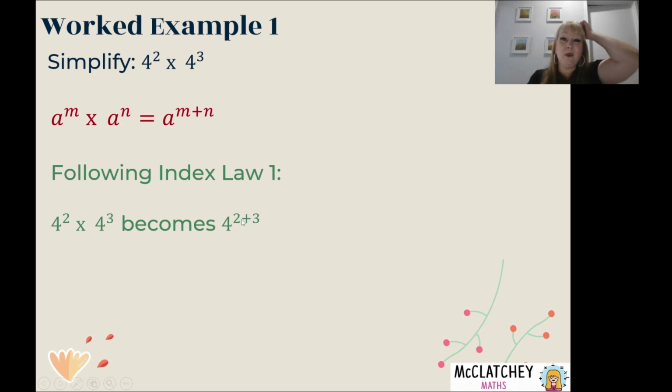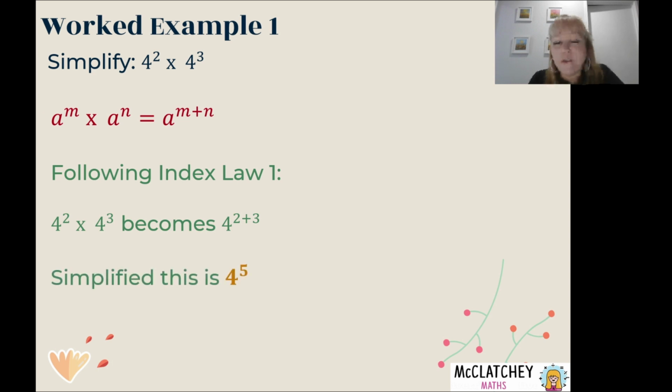Now, once you get good at this, you can work out 2 plus 3 in your head. You know, it's 4 to the power of 5. However, when you're starting out, it's always helpful to show that working, to show where that 5 came from. It's the 2 plus the 3 from our law there.